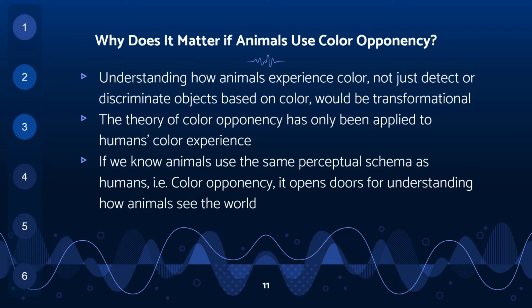Right now, understanding how animals experience color, not just detect or discriminate objects based on color, would be transformational. This theory of color experience, color opponency, so far has only been applied to humans. But if we know that animals use the same perceptual schema as humans, for example, color opponency, it opens doors for understanding how animals see the world.